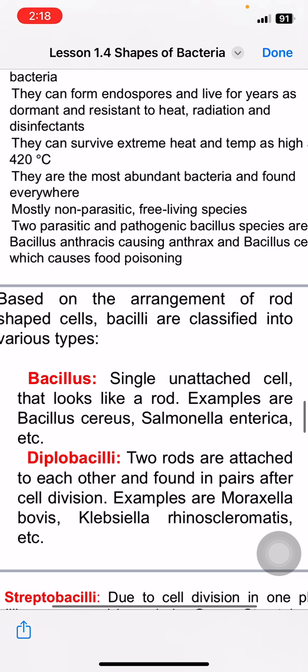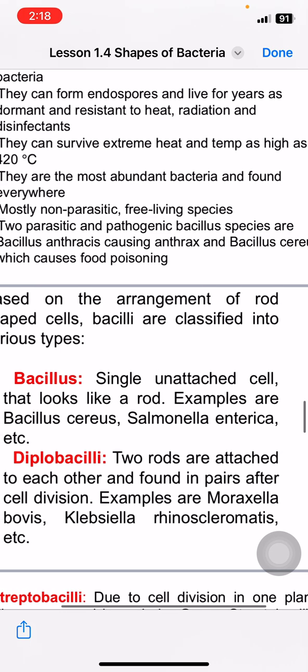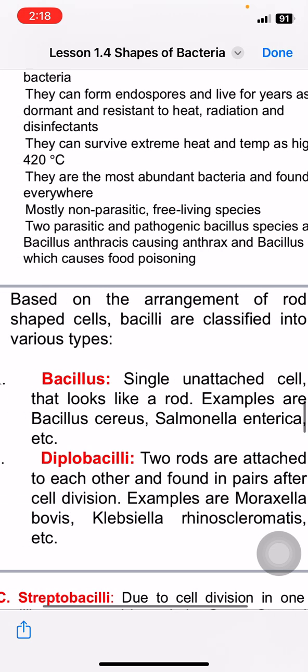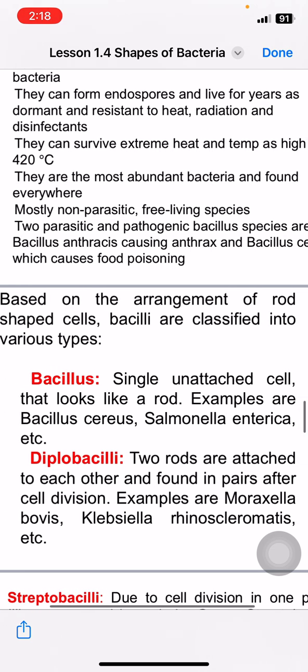So it is mostly non-parasitic. It is a free-living species. Meaning to say, there are two parasitic and pathogenic bacillus species, the one causing anthrax and Bacillus cereus, which causes food poisoning. So not only in the environment, even in the food you can get bacilli or bacillus-shaped bacteria.